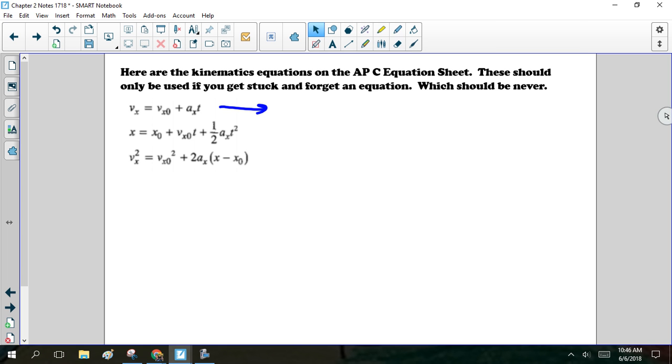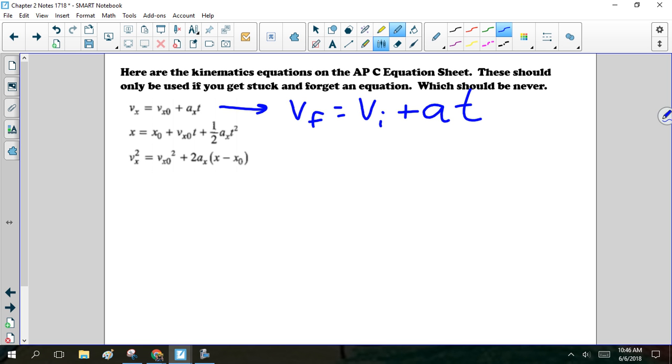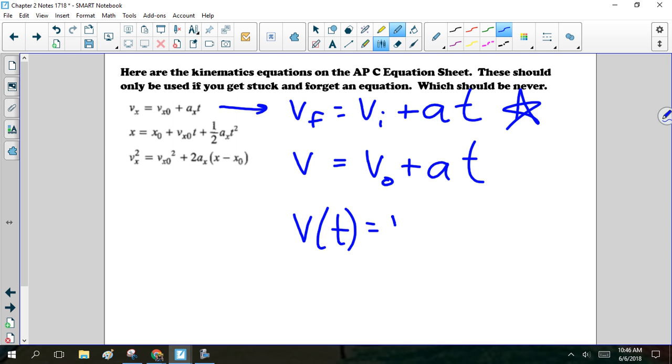So this equation right here is the same as what we learned last year as this: final velocity is initial velocity plus acceleration times time. It is not unusual for people to use v to represent the velocity at some time and v naught as the initial velocity. I'll be alternating between the two throughout the year. I really still like this initial and final notation better. Occasionally you'll see this, the velocity at time t is equal to v naught plus acceleration times time. So that is what this equation is.